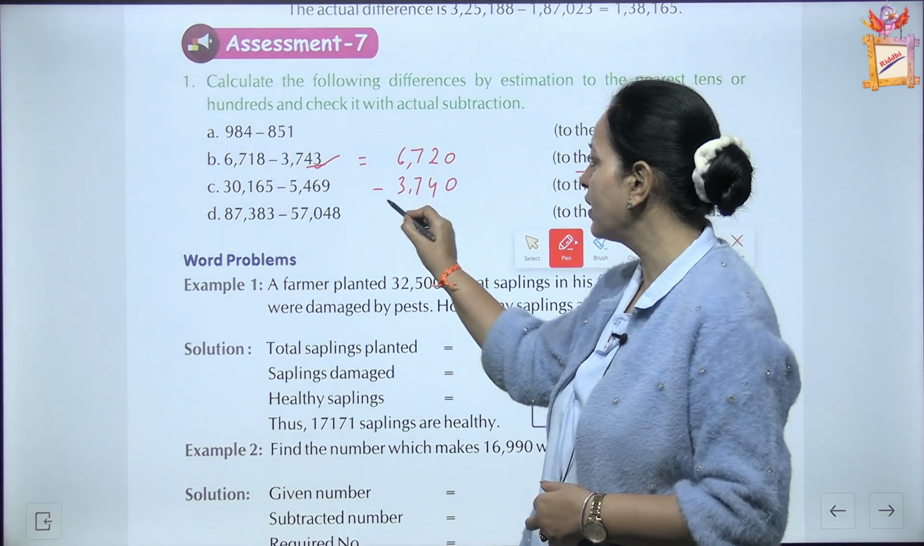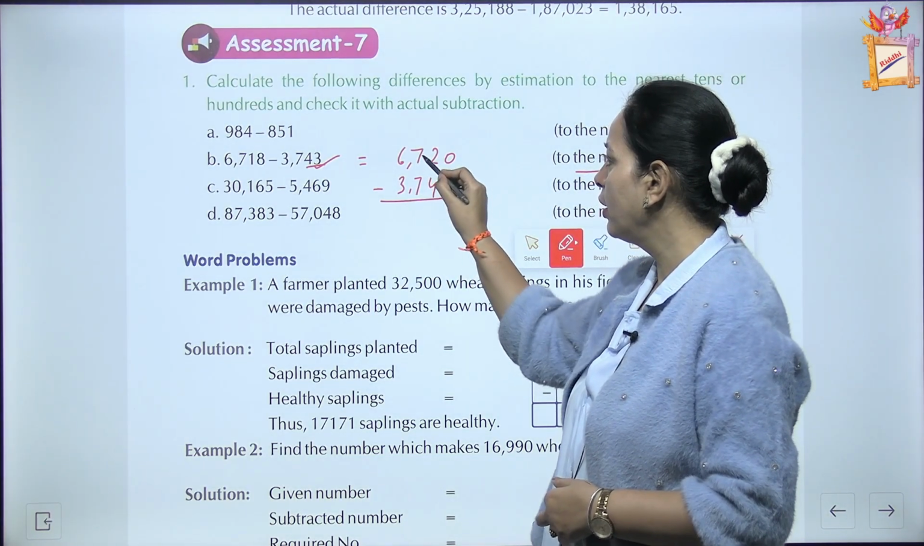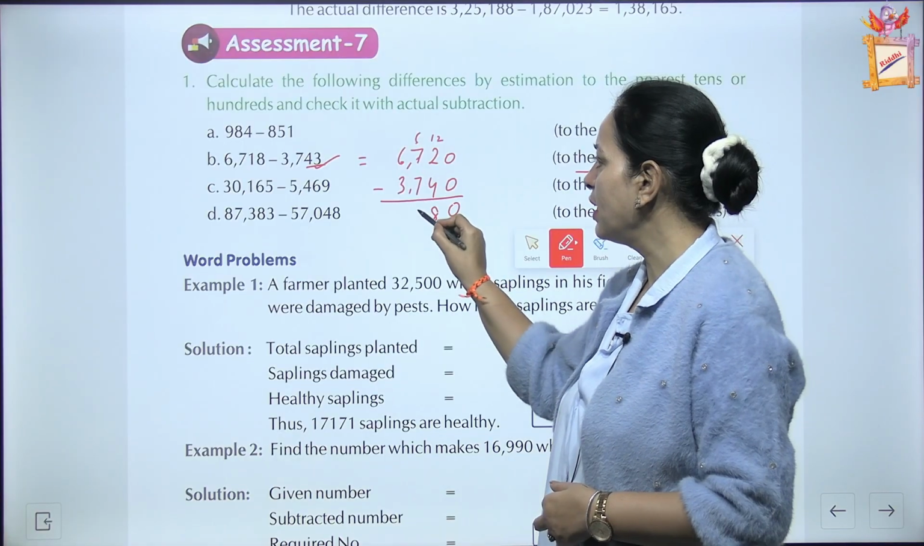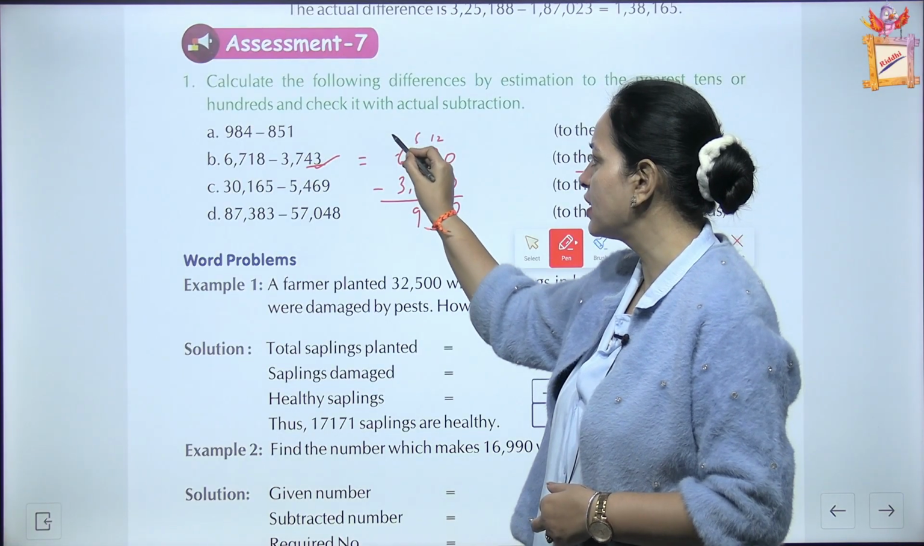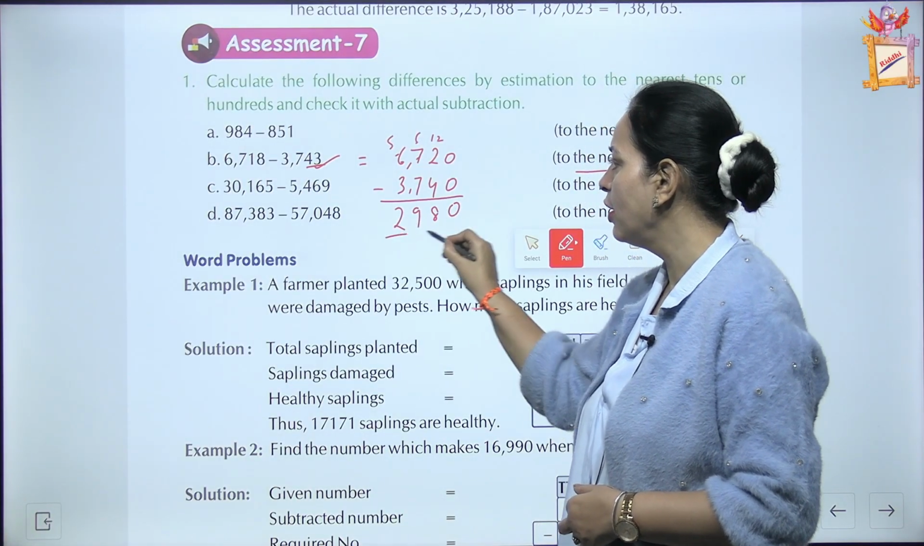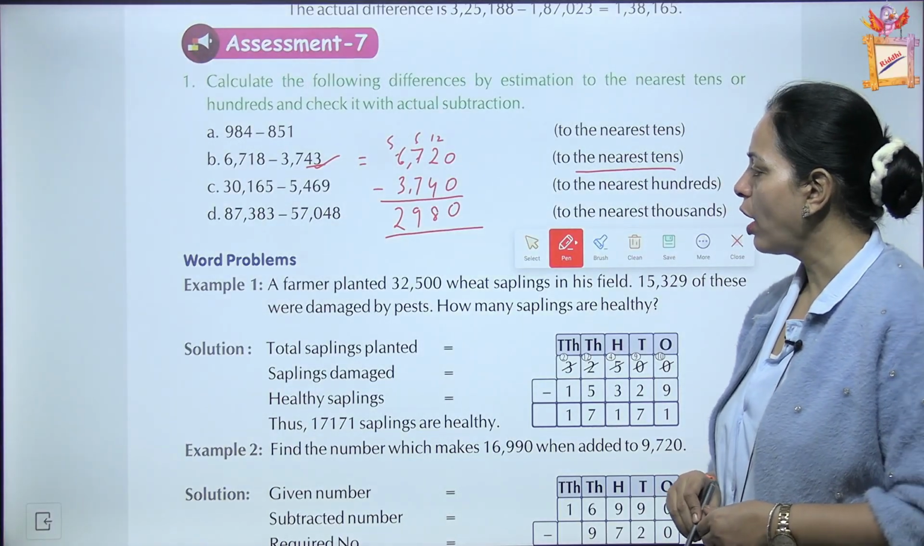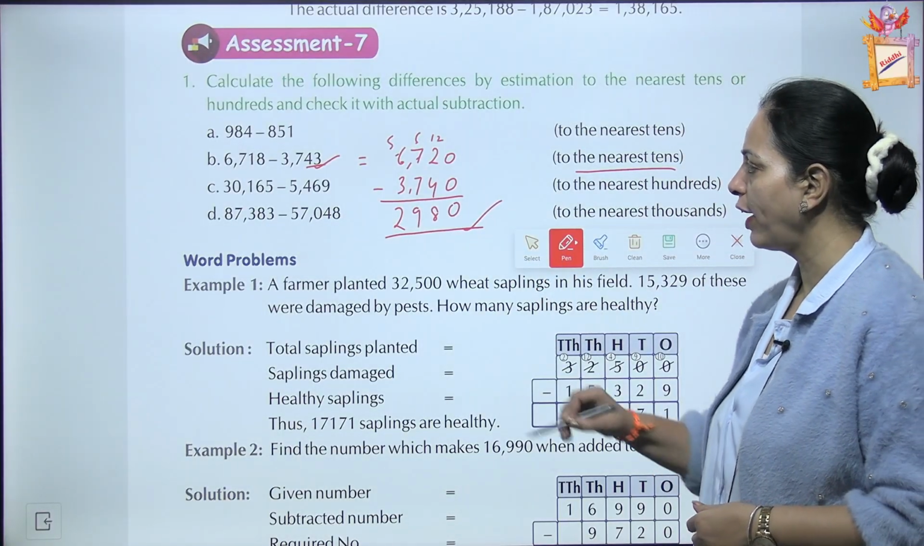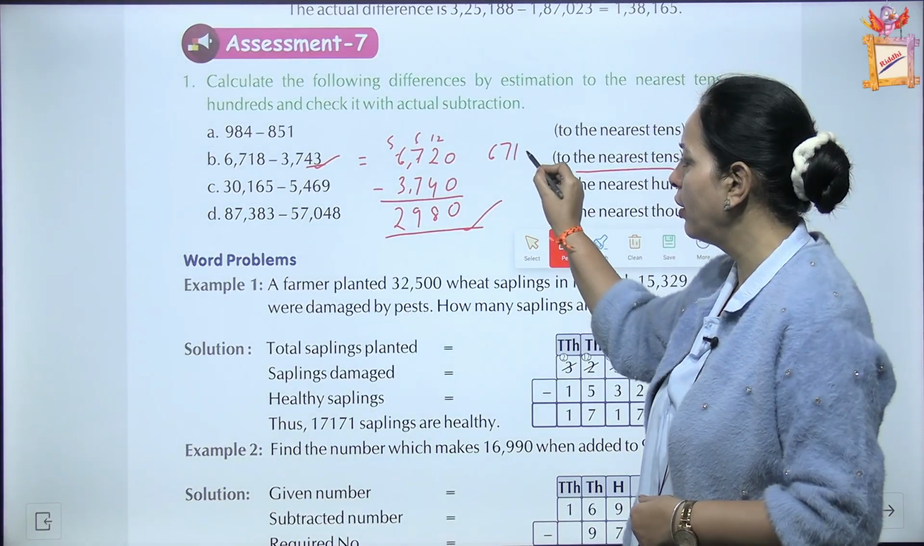दोनों को माइनस कर देंगे. So what will you get? 12 minus 4, 8. This is 6. 16 minus 7, 9. This is 5. 5 minus 3, 2. Okay. So now this is the estimated difference. Now you can find the actual one.